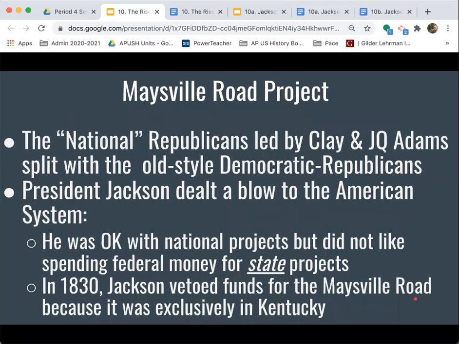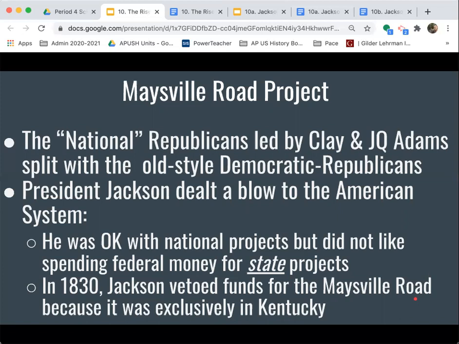Additionally, Jackson is a supporter of states' rights, not a strong national government. And that's going to cause this split between the nationalist Republicans like Clay and Quincy Adams and the older style Democrats. And as you know from the corrupt bargain, who does Jackson hate? Jackson hates Henry Clay. What does Clay believe in? Clay's American system. So Jackson, as president, is going to deal a couple of really significant blows to the American system. By the end of our live session, you'll see, Jackson will have killed the American system dead.